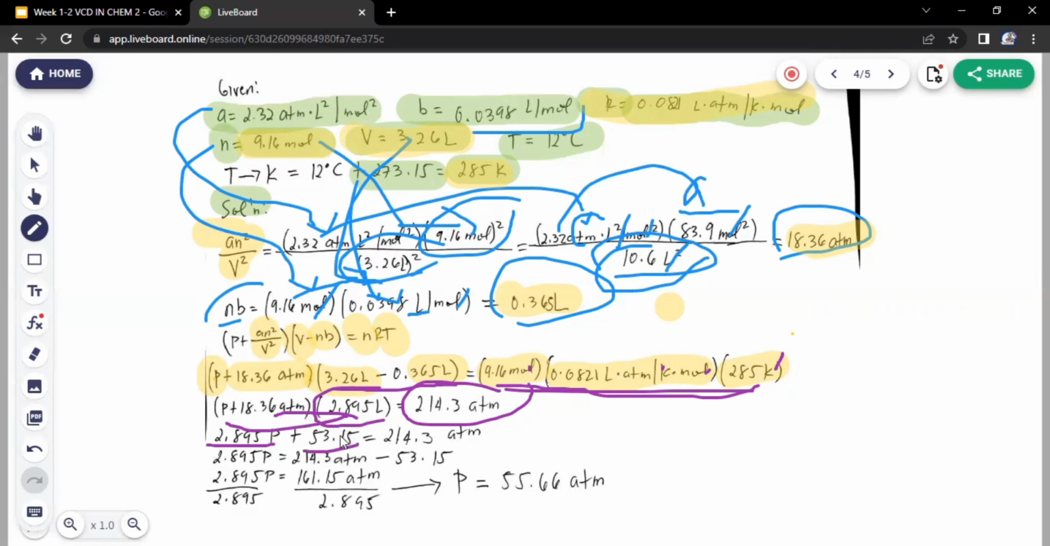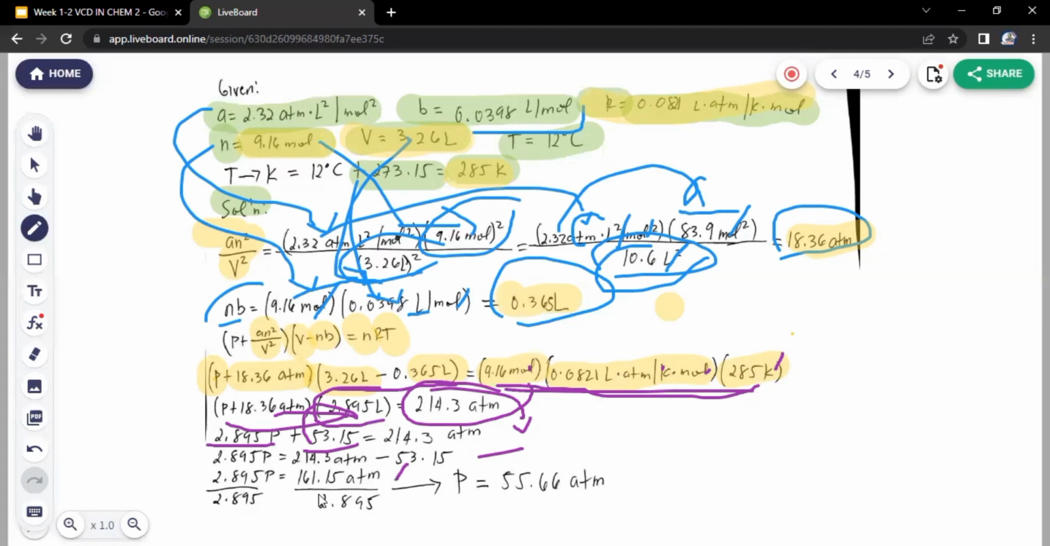And then the next thing that you need to do is transpose 53.15 on the other side. Transposing that, you will have a negative value for that. You will have 214.3 minus 53.15. Therefore, subtract this one. Subtracting 214.3 minus 53.15, you will have 161.15 ATM.